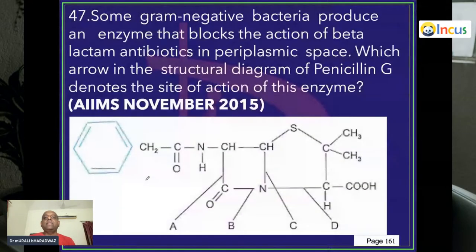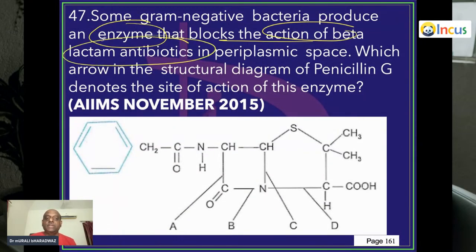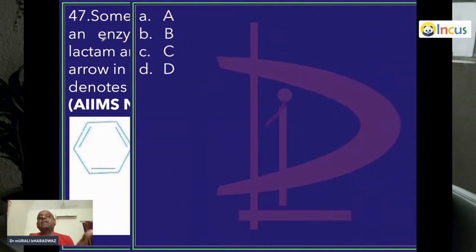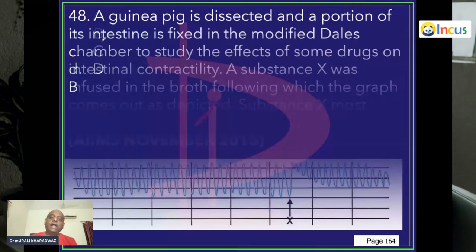Some gram-negative bacteria produce an enzyme that prevents the action of beta-lactam antibiotics. So what is the site of penicillin G action? It is the beta-lactam ring, is what you need to identify.